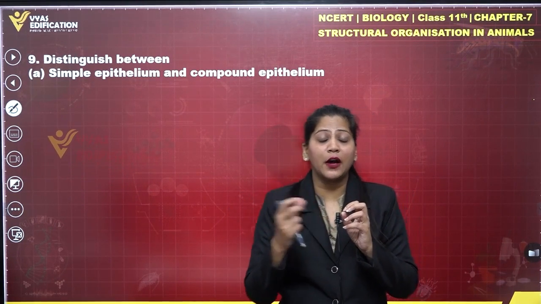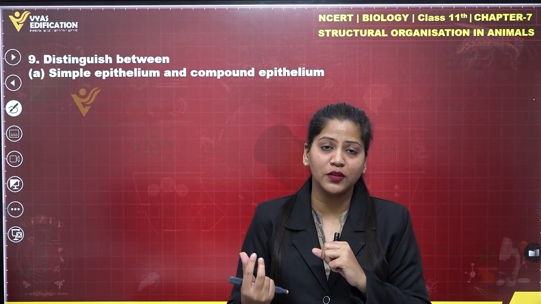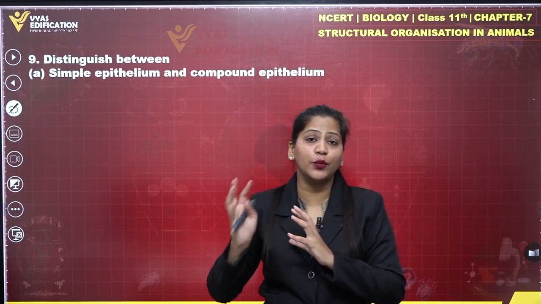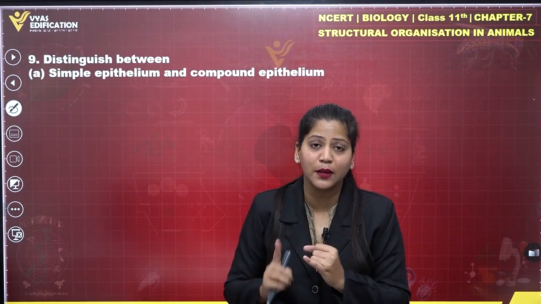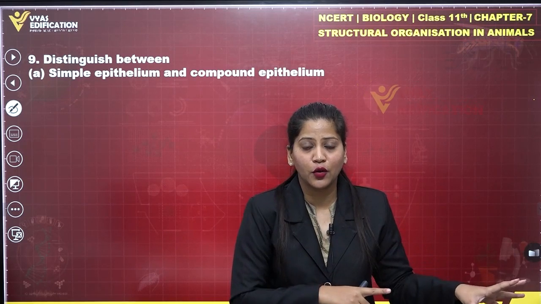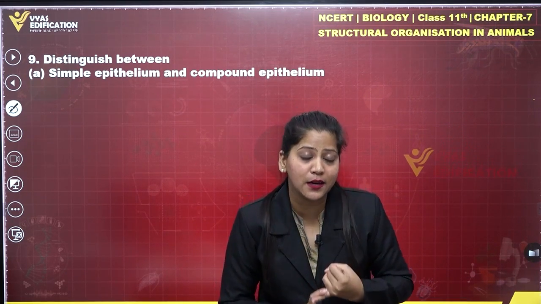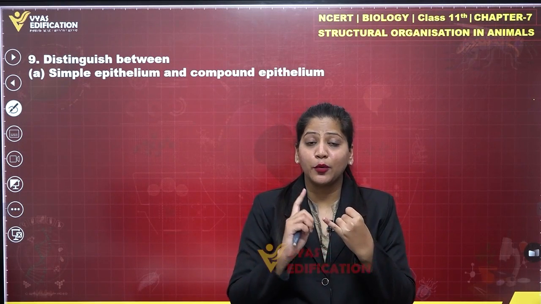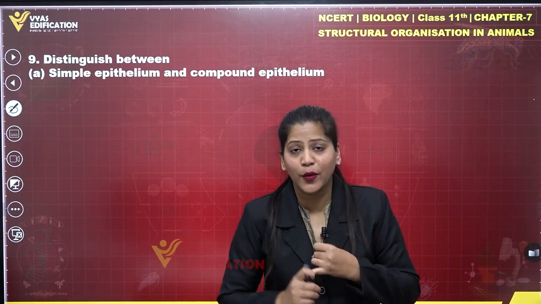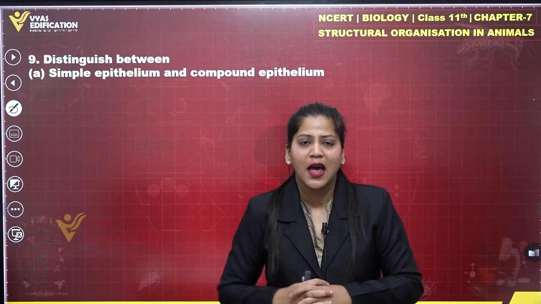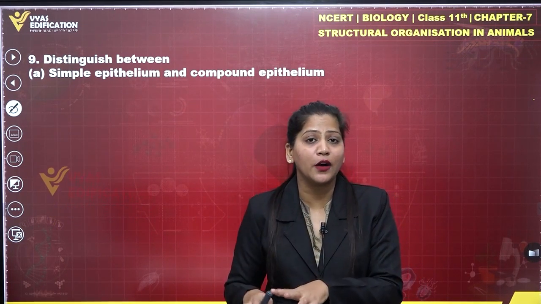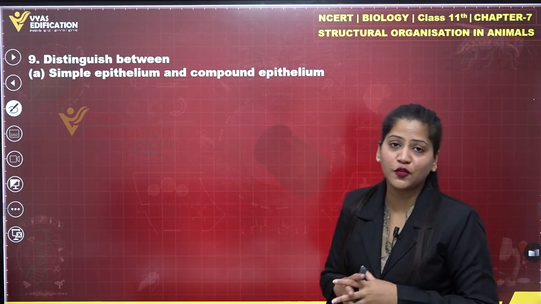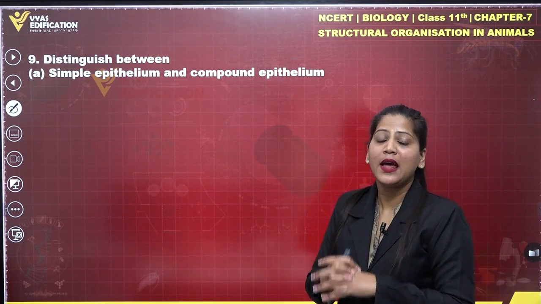If we talk about the main or primary functions of these two epithelial tissues, then the simple epithelium is concerned with the function of absorption and secretion in the body. And the compound epithelium is mainly concerned with the function of protection. They provide protection to our body, right? They provide protection to the specific organs wherever these compound epitheliums are present, and have a limited role in absorption and secretion, right? So this is the basic difference between simple epithelium and compound epithelium.